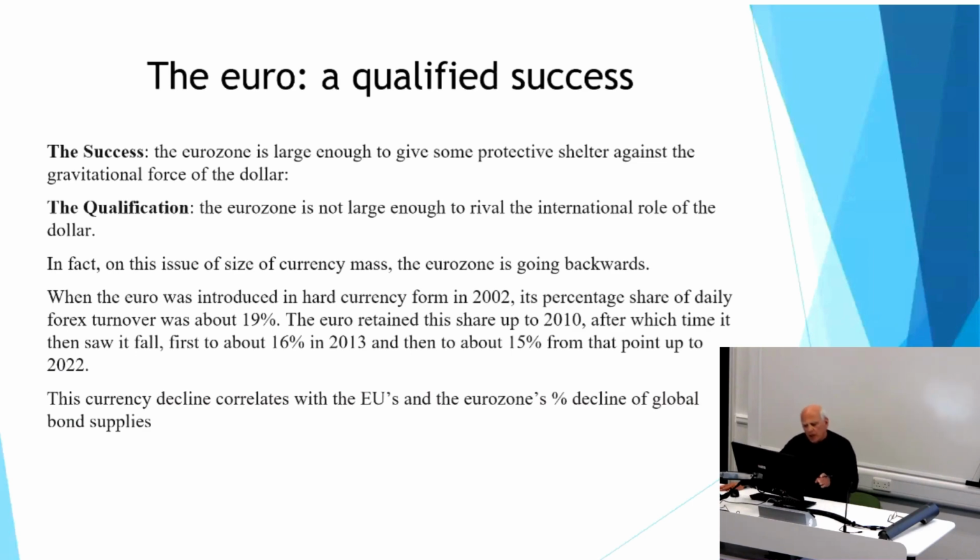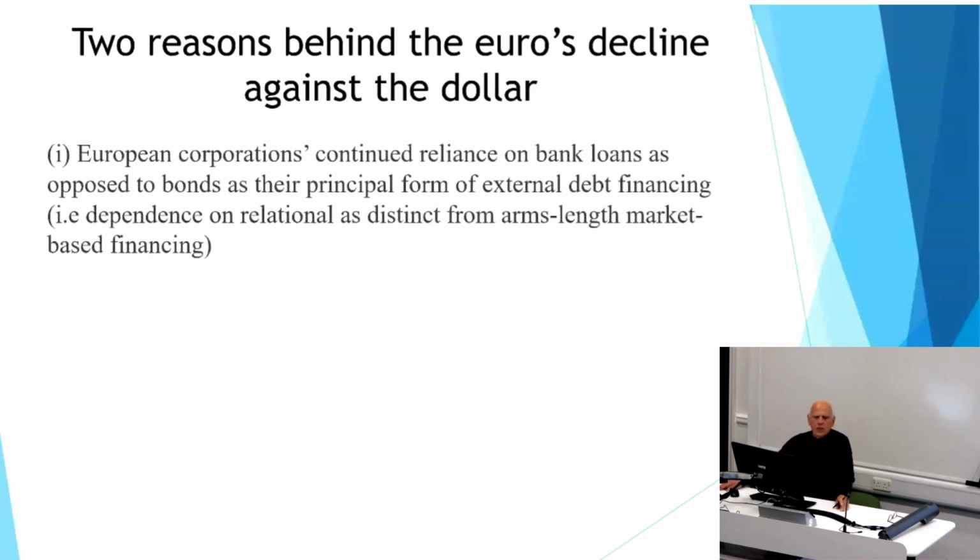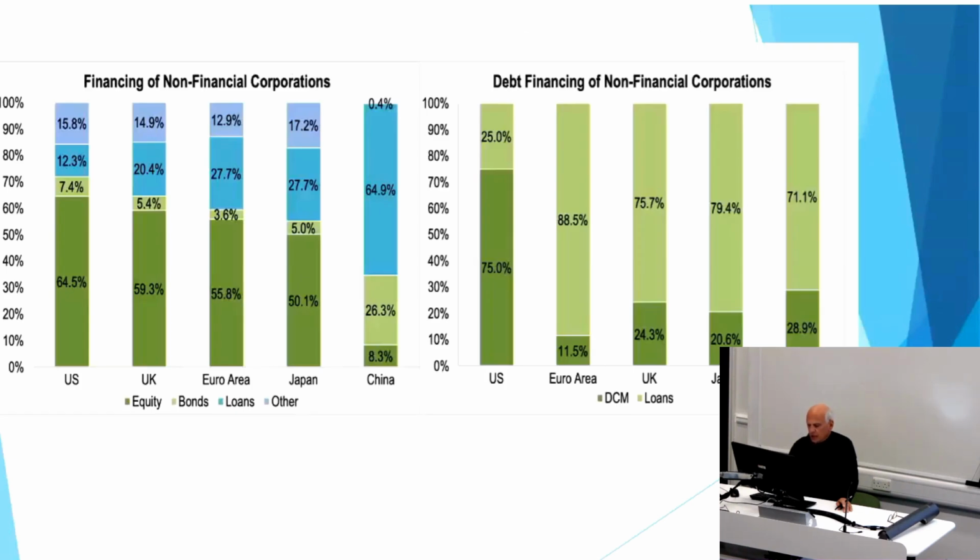This decline correlates with the EU's and the eurozone's percentage share of global bond supplies. In 2013, the EU share of total global bond supplies was 28%. By 2022, it had fallen to 17%. What were the two reasons for this decline, which then affects the euro against the dollar? Number one is the European corporations' continued reliance on bank loans as opposed to bonds as their principal form of external debt financing. As you can see on the right-hand side there, look at the contrast, quite sharp.